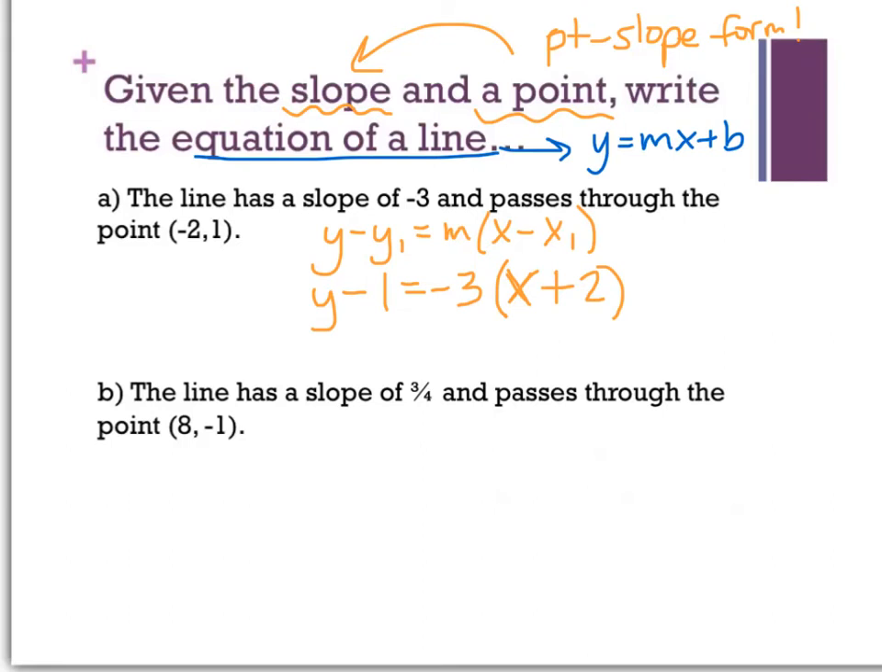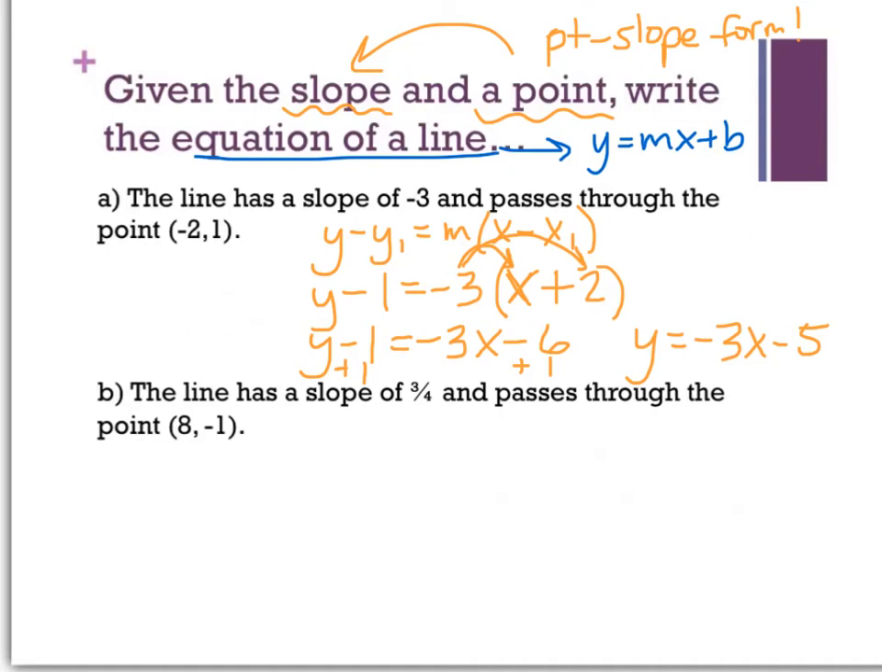Now I'm going to solve for y. Distribute and then solve. Y minus 1 equals negative 3 times x is negative 3x. Negative 3 times plus 2 is minus 6. We're going to add 1 to each side. So that means y equals negative 3x minus 5.